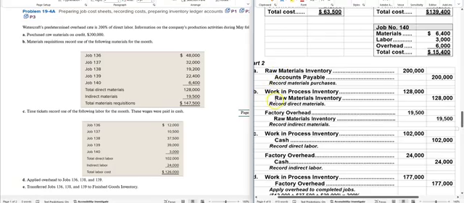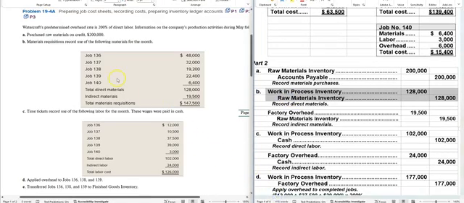So we are going to decrease the raw materials account and record those material costs into the work in process inventory account. So we debit work in process to increase, credit raw materials to decrease.